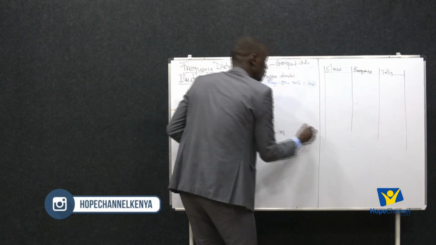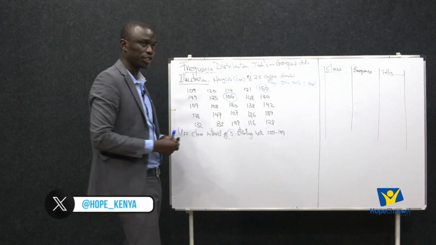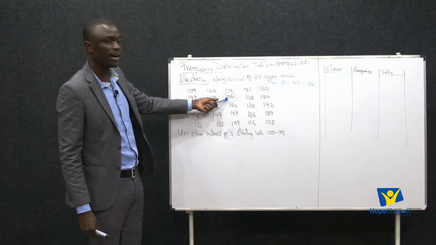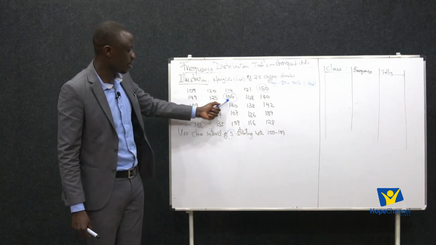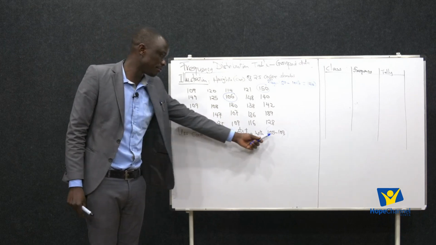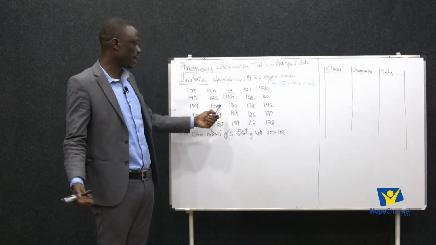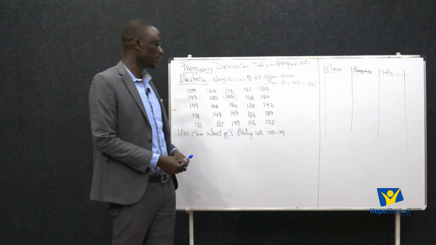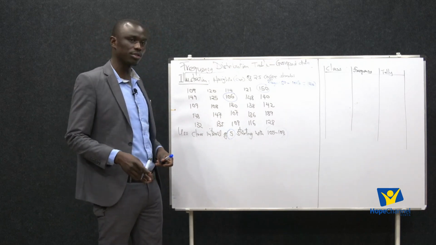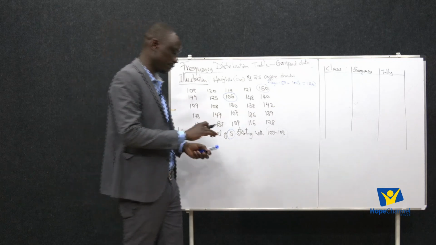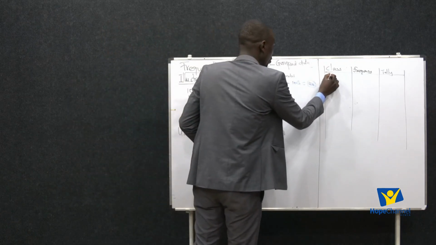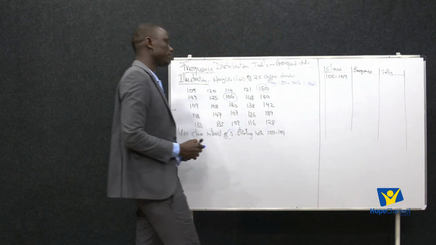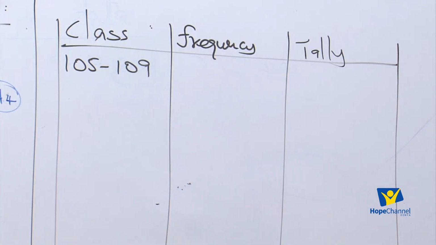Good. We are told that we begin with 105. Actually, the first data here is 106. The reason why we are not using 106 is that we want easy to manage classes, classes that you can easily work with. You know, making work easier is also one of the skills in mathematics. So we begin with 105 to 109.